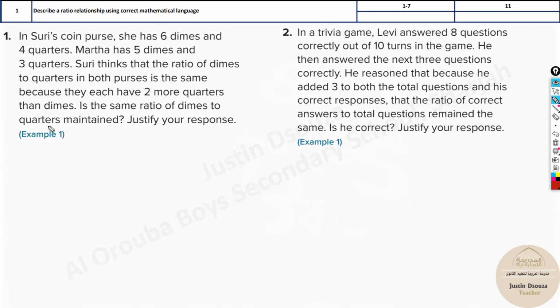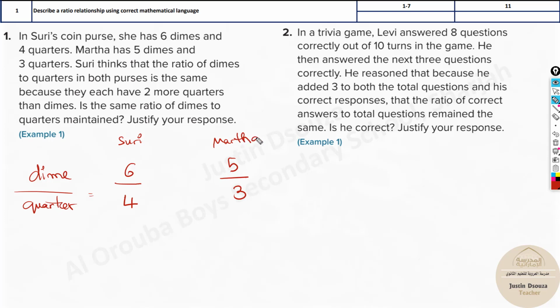Let us write down. They want dimes and quarters. Let's write dime, quarter. These are money. Now let's write Suri, Martha. What is given? If you read over here, Suri's coin purse, how many dime coins does she have? She has 6 dimes divided by quarters, which are 4. What about Martha? She has 5 divided by 3.